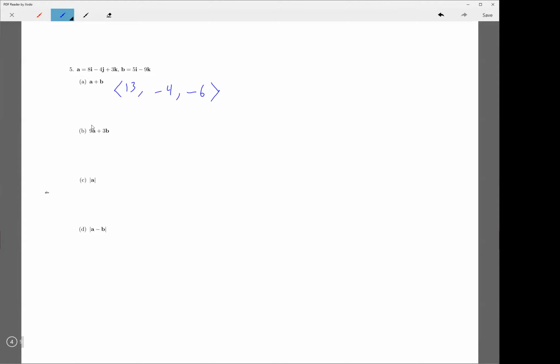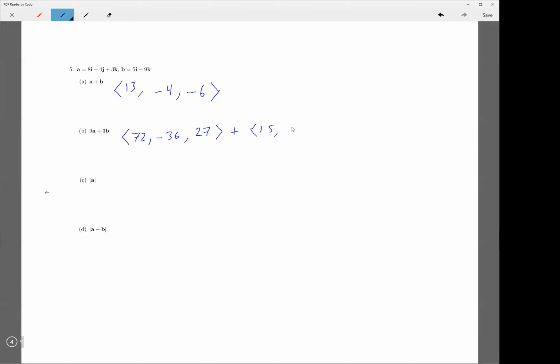Okay, and then part B introduces something called scalar multiplication, or kind of has you go over that. So 9a would be just multiply every one of these components by 9. So that's, let's see, 9 times 8 is 72. And then 9 times -4 is -36. And then 9 times 3 is 27. And then multiply 3 by every one in the B component.